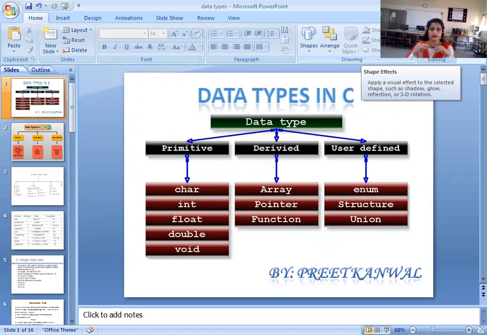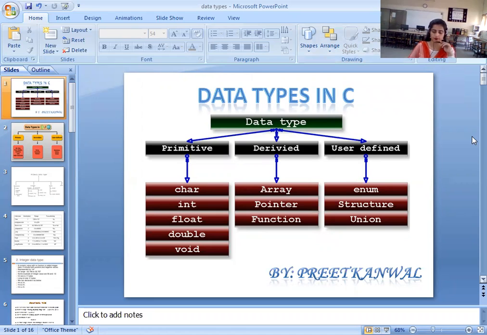Today I am here to discuss with you the subject of CPUC, that is, computer programming using C.